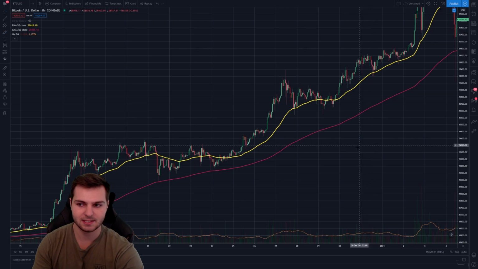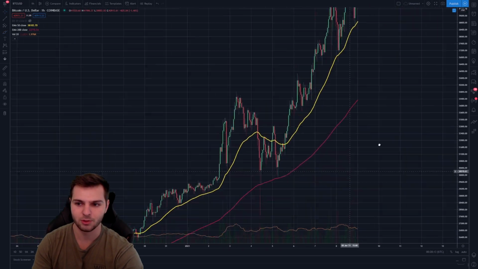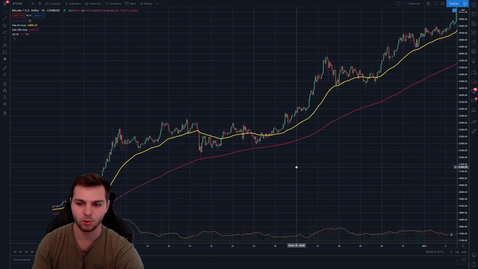In fact, this is such a telling factor to me when I was looking through this today, just how consistent that this has been over the past several months now.